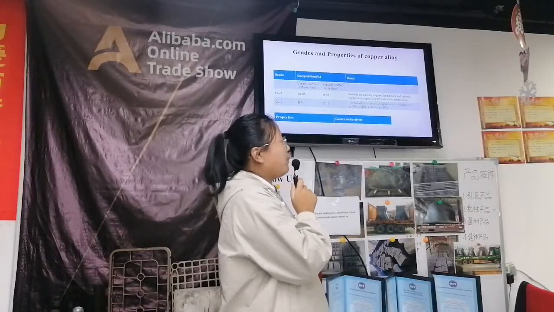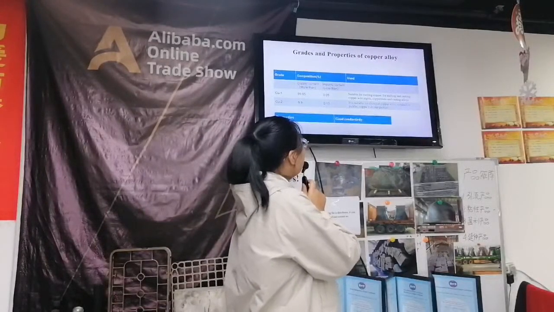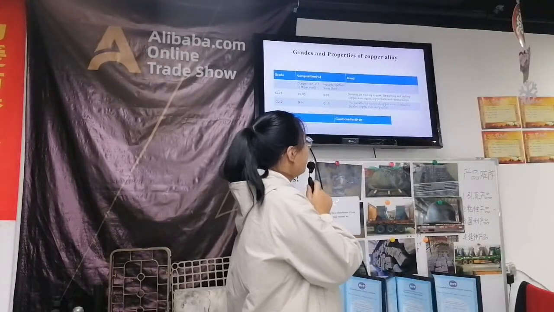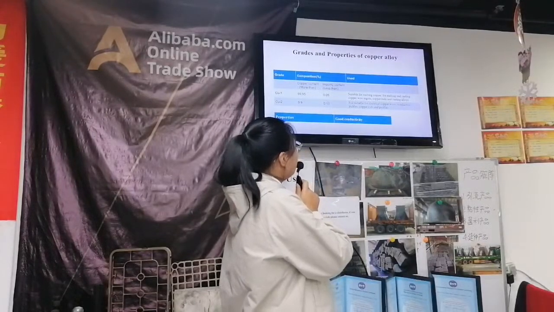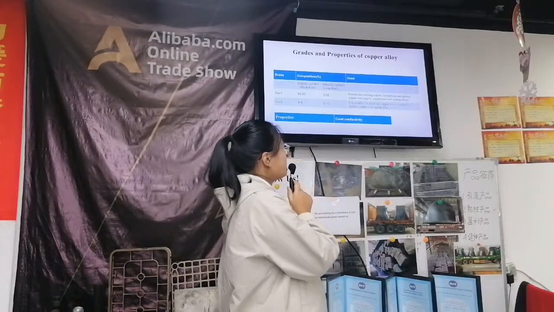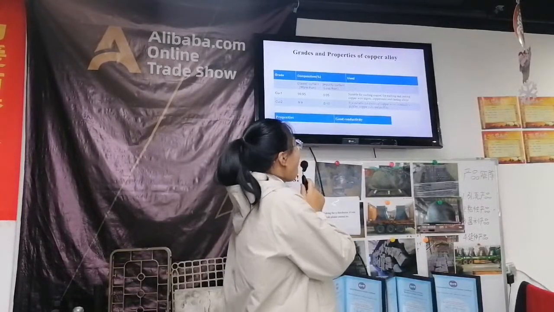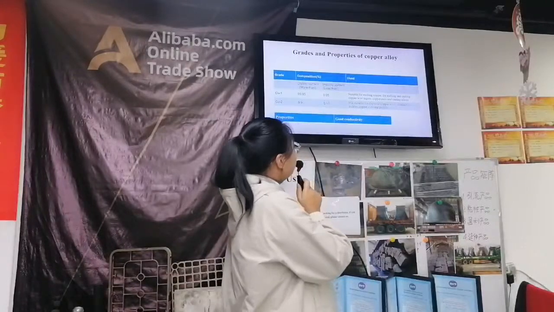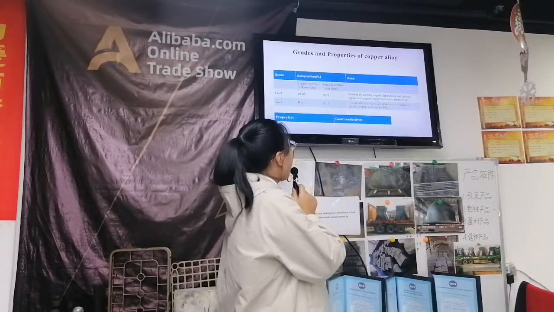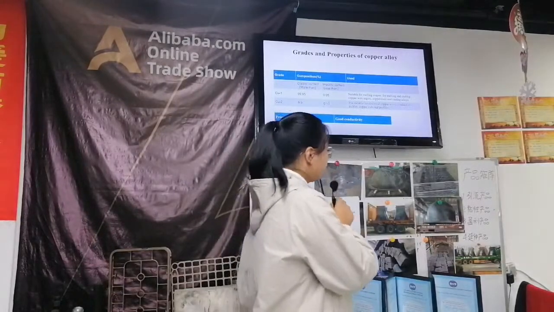For oxygen-free copper tube, the composition. Copper contains more than 99.9%, and the impurity content less than 0.1%. For use, it is suitable for electrical copper wires, conductive thick copper, and profiles. For properties, it has good conductivity.